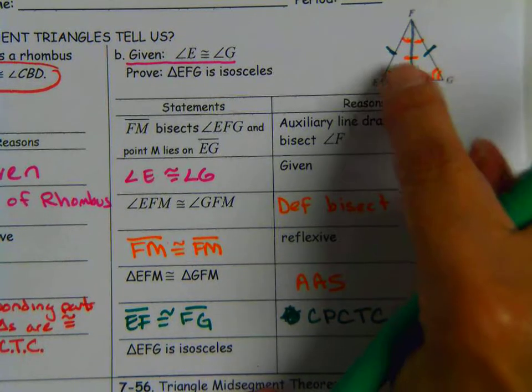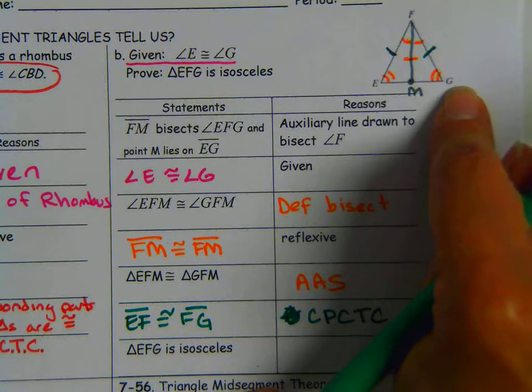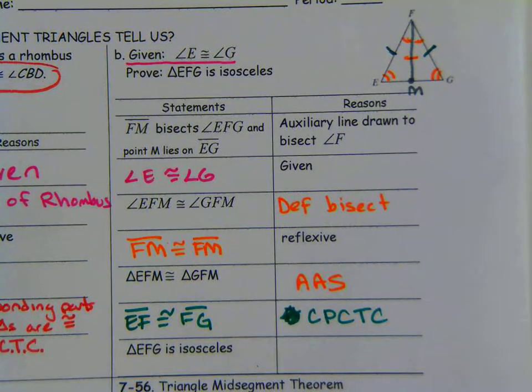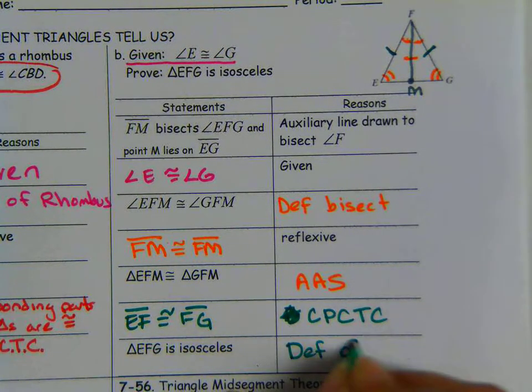All right, so now that I know that these two are the same, this shape must be an isosceles because two of the sides are the same, right? That's a definition of what an isosceles triangle is. So I know that triangle's isosceles by definition of isosceles.